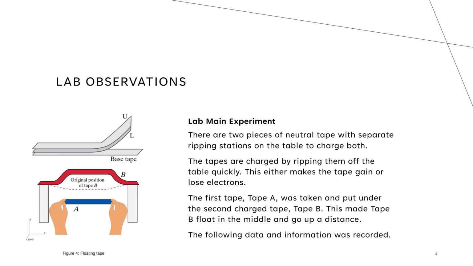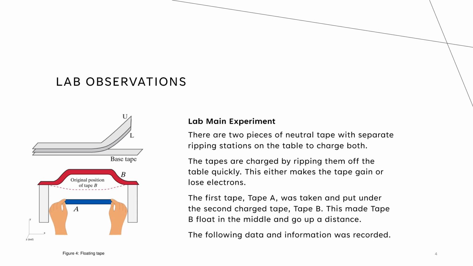So this slide is the lab's main experiment and the setup. The first diagram is the ripper, and the bottom is the main lab. There are two pieces of neutral tape which have separate ripping stations on the table to charge both. The tapes are charged by ripping them off the table. This either makes the tape gain or lose electrons.